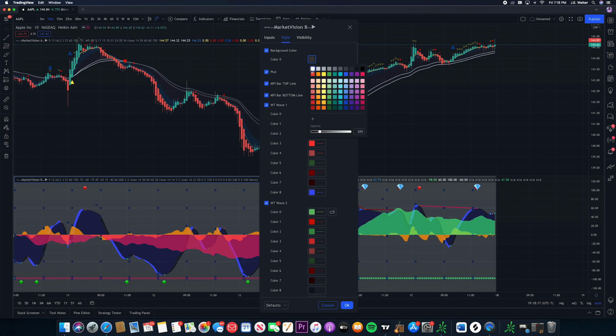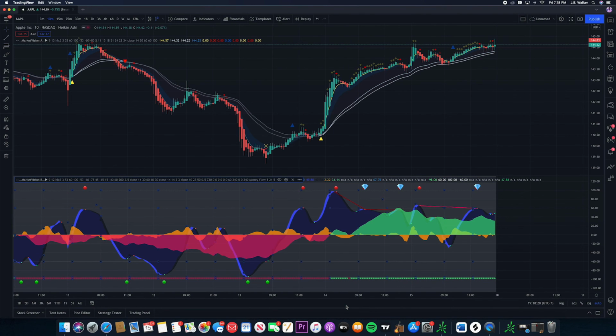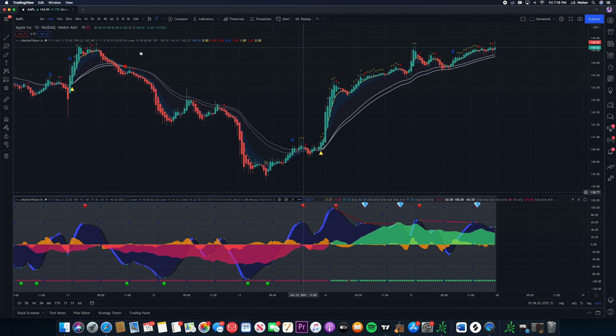And you can also change your background color. I don't really recommend doing that. Let's see what happens. Oh, okay, cool. You can change it to a white. I didn't know this was here. This is really cool. I guess it helps you visualize what you're trading more. Actually, I'm going to save this. I really like this setting, just to help separate my oscillators. But anyway, that is Market Vision A and Market Vision B.